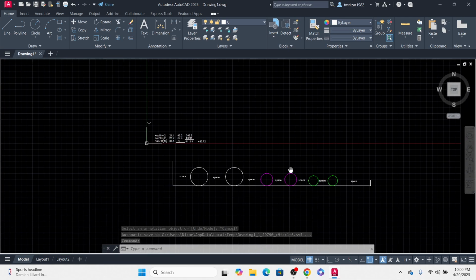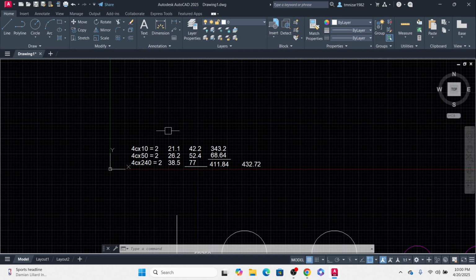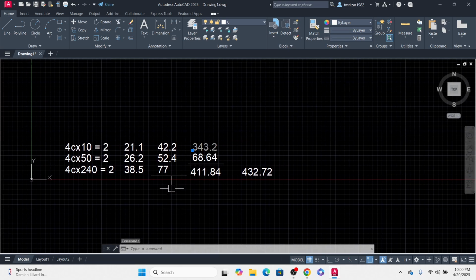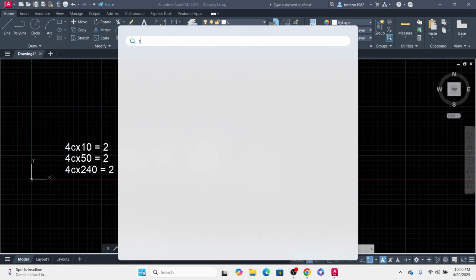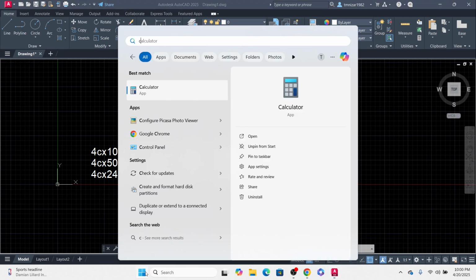Either you can calculate the size of the cable tray for your design like this, or like this method. It's very easy. You take the cable size, multiply with the quantity, and double it. This one I didn't count, so let's use the calculator.